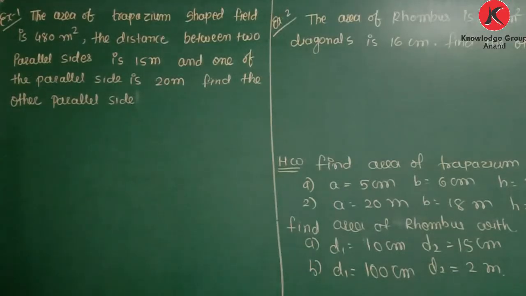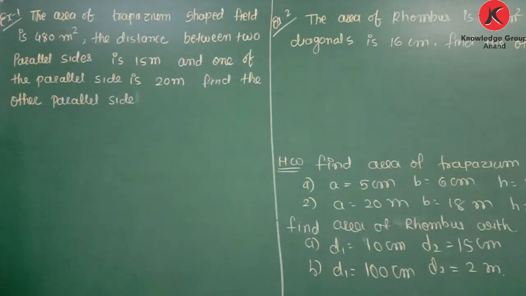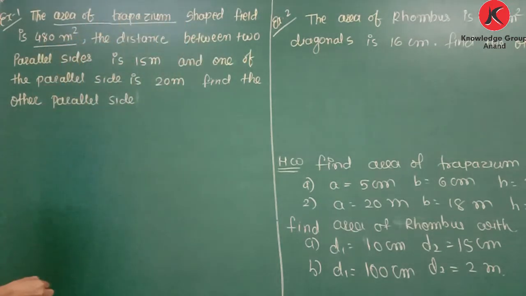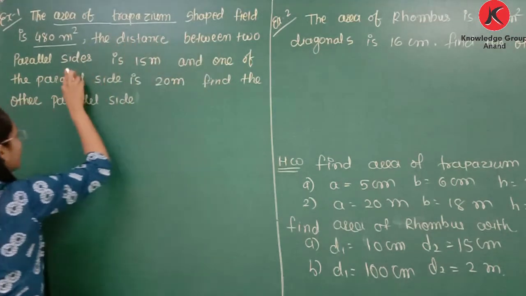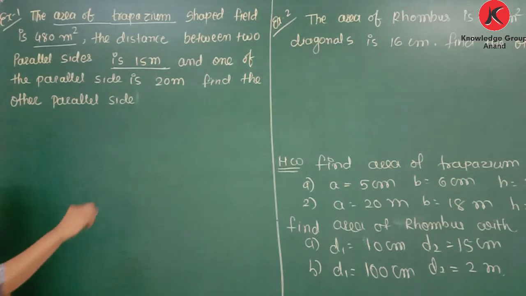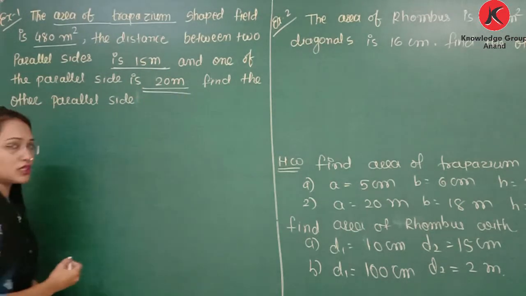Let's solve example 1. The area of a trapezium shaped field is 480 meters square. The distance between the two parallel sides is 15 meters and one parallel side is 20 meters. Find the other parallel side. Again, what information is given? The area of the trapezium is given, 480 meters square. The distance between the two parallel sides, that is h. And one parallel side is 20 meters.